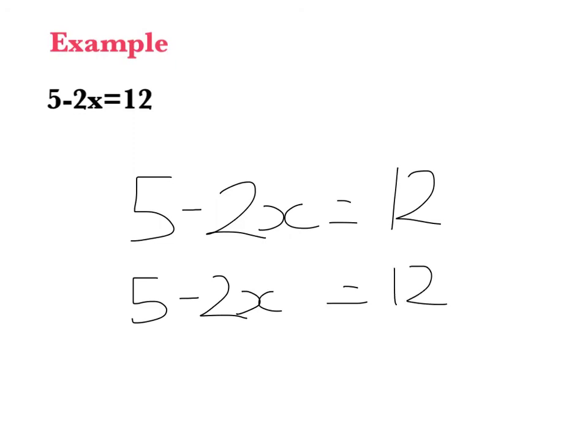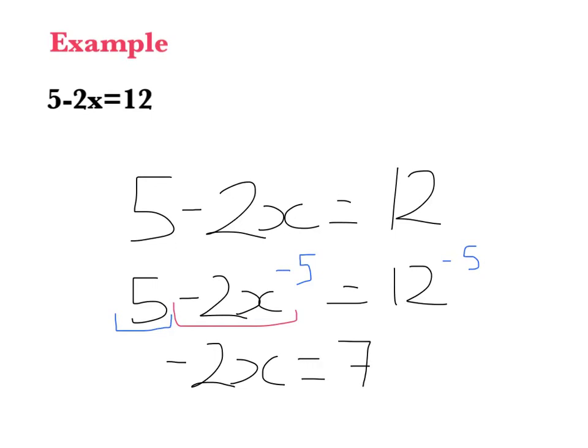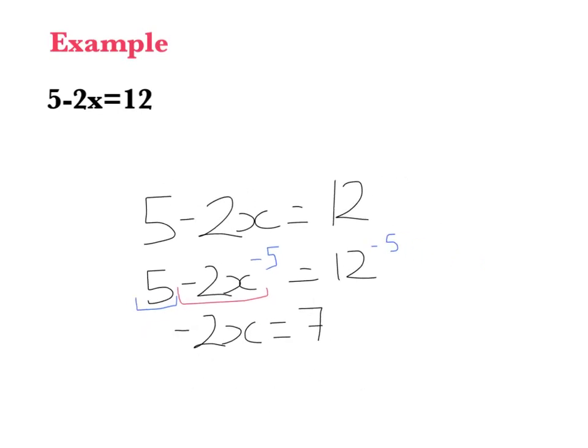Okay, I will take 5 away from this side. Why am I taking 5 away from this side? It's because 5 is a positive number here. I know it's positive because it doesn't have anything before it. I take away 5 from there, so it becomes negative 2x. Remember, the negative sign belongs to the 2x. Negative 2x equals 12 subtract 5, which is 7. Negative 2x is equivalent to 7.